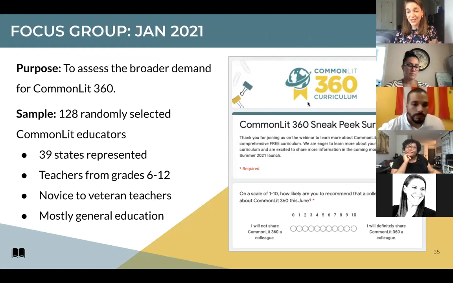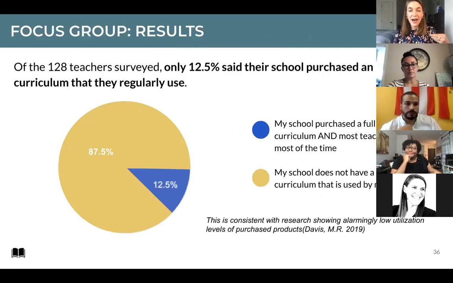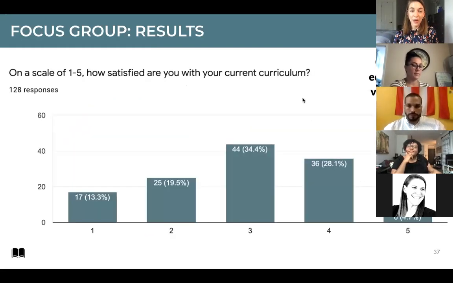And last, there's so much demand and excitement around CommonLit 360. To assess this, we did a quick survey: we randomly selected 128 teachers and asked them, do you have a curriculum that you regularly use? Only 12.5% said that they had something purchased and weren't looking for anything else. So the market is wide open for us to come in and disrupt it with this incredible program.